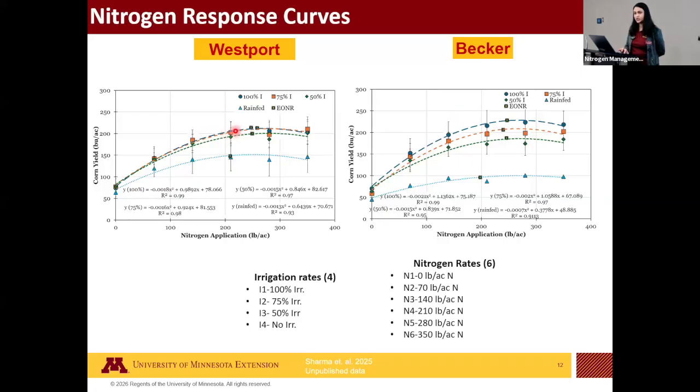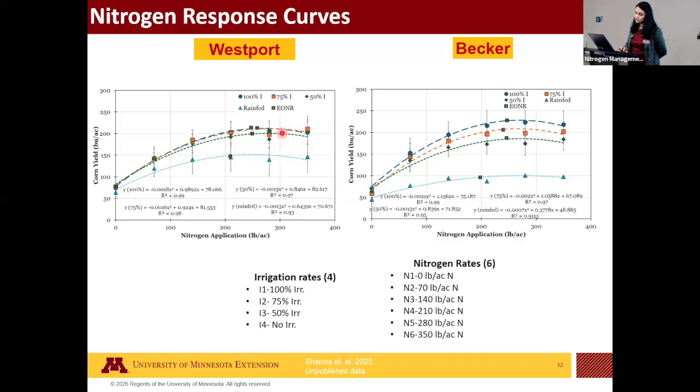At Westport, we did not see a significant difference between the irrigation treatments. You see the 100% and 75% are kind of on top of each other, whereas we have a little bit less yield, under 50% at all rates of nitrogen, and way lower at rain-fed. So that's what I was saying. In sandy soils, if we are not irrigating, we are not going to produce a profitable yield. So that's what our data shows here, the blue line.